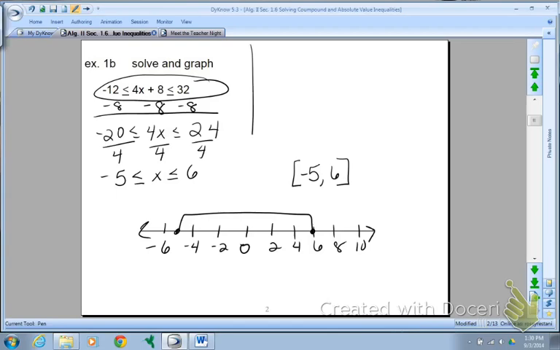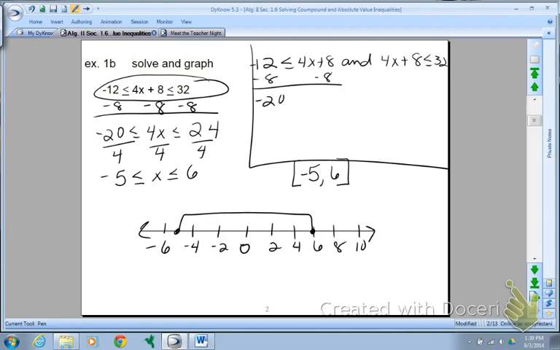You could have written this problem out with saying negative 12 is less than 4x plus 8, and do the middle again, 4x plus 8 is less than or equal to 32. And solved each inequality separately. Let me do that real quick. You get negative 20 is less than or equal to 4x, which is negative 5 is less than or equal to x. Here, add or subtract 8.